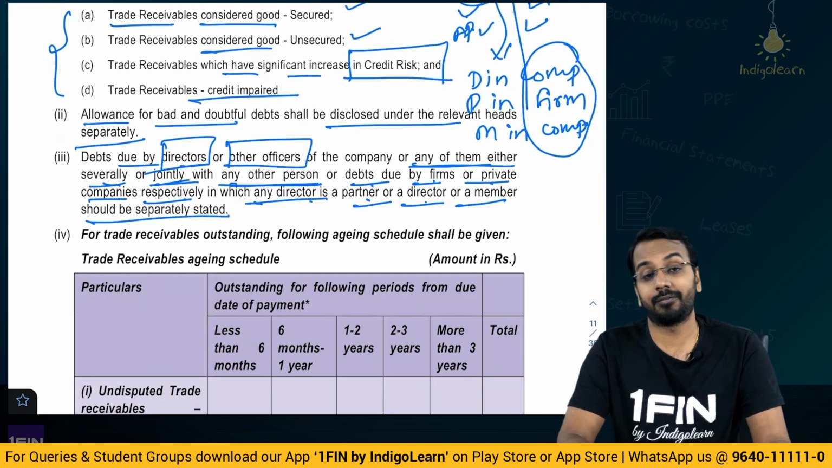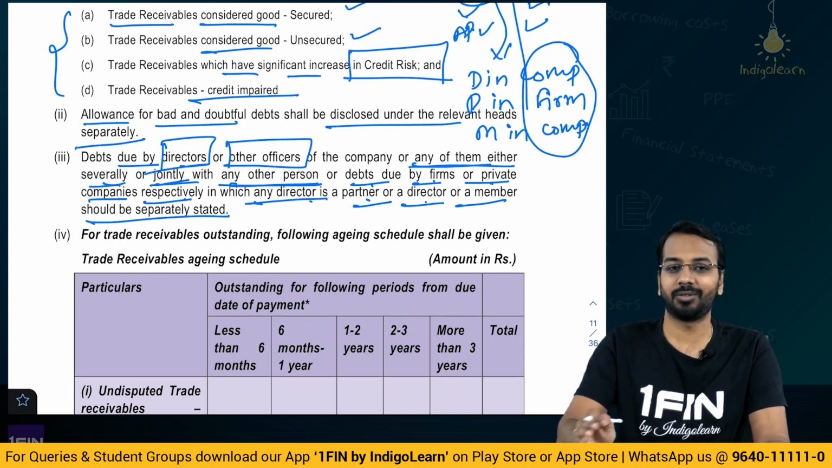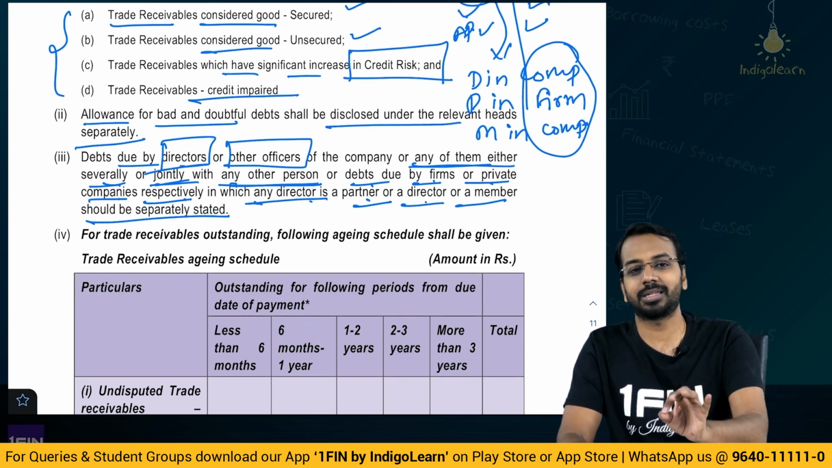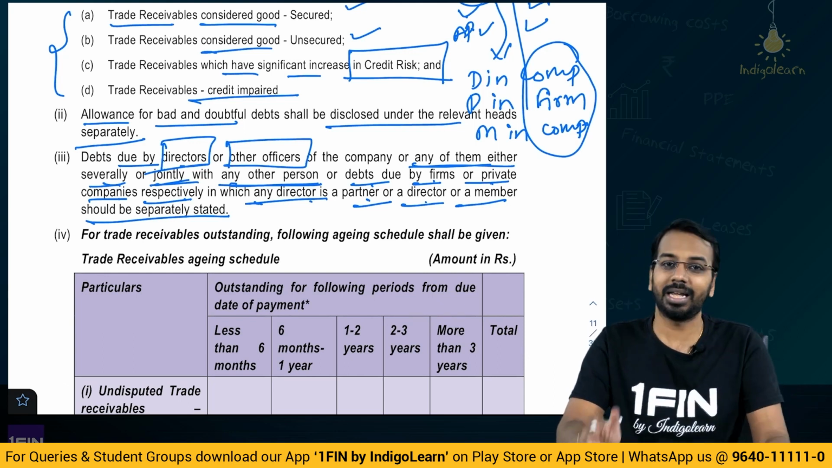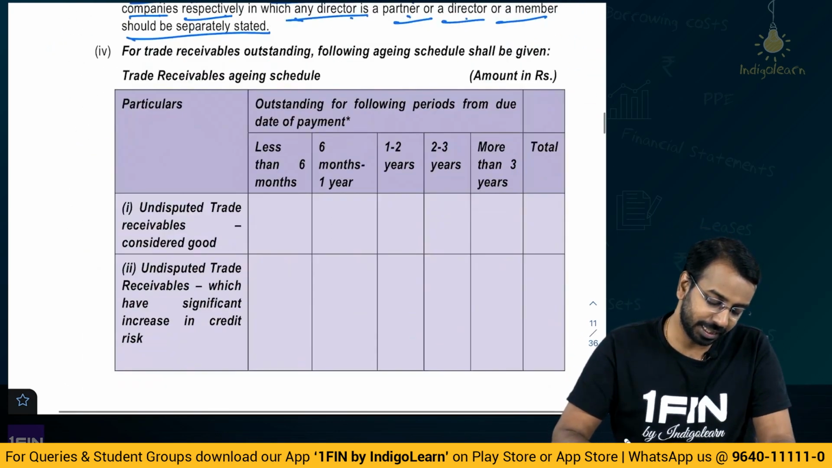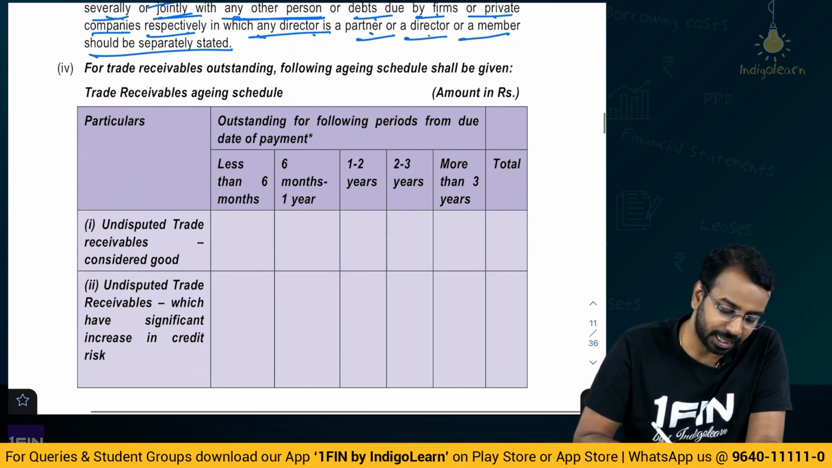So for example, if I am a director in Indigolearn, I am also director in OneFin. OneFin has to pay some amount to Indigolearn. So that has to be disclosed separately, because I am a director in Indigolearn and also a director in OneFin, right?